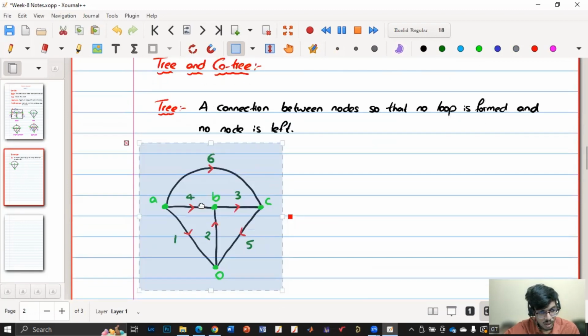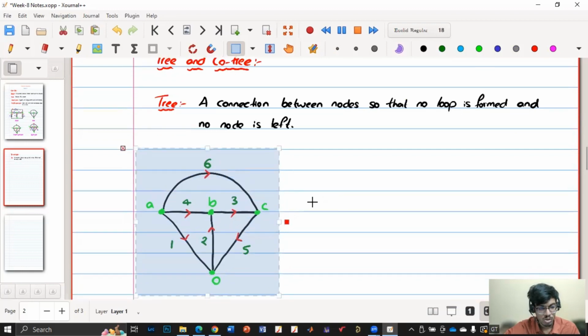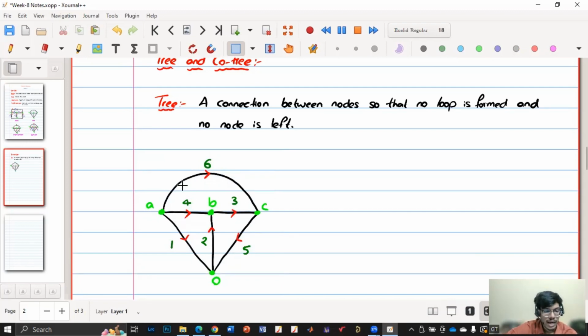So here we have identified 4 nodes. When there are 4 nodes and we have to connect all the nodes so that no loop is formed and no node is left, carefully follow. If I consider this branch as well as this branch as well as this branch, then you can see that I am connecting all the 4 nodes, no node is left, and also no loop is formed. So let me write the same thing here.